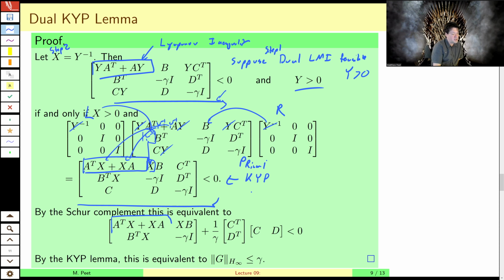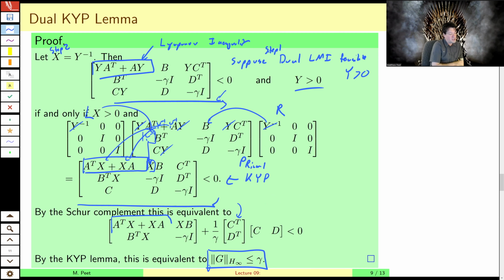So because there exists a solution to the LMI for the primal KYP lemma, we can conclude, well, it's the dilated version anyway. This is the original version. We can conclude that our system has H infinity norm less than gamma. Right? So that's the one direction. And these steps can be reversed.